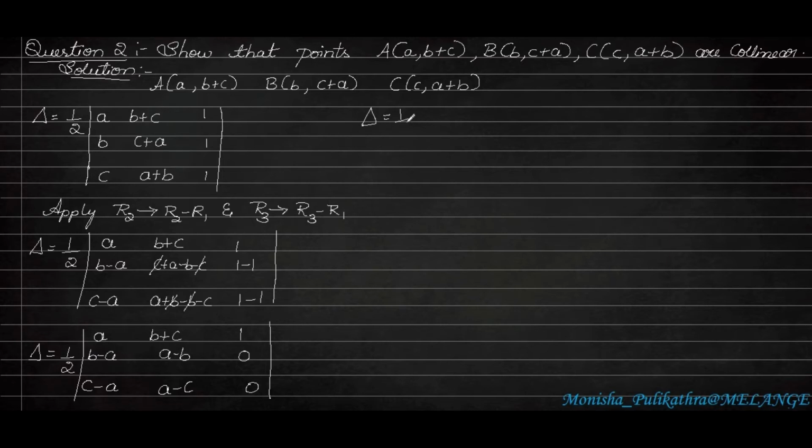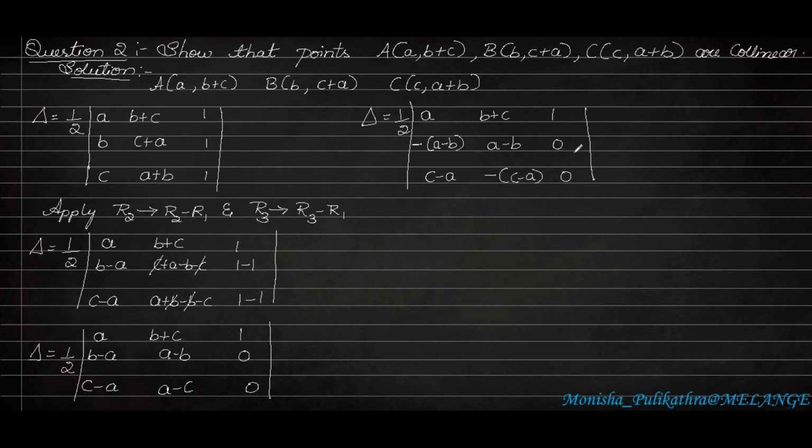So delta is equal to half into the first row, which we retain as it is: a, b plus c, and 1. I will be changing the first one, b minus a, to a minus b. So take minus common, and it will become minus of a minus b. This a minus b we write as it is, and 0. Here also we have to make it in the form of c minus a, so I will be taking minus common. It will become c minus a and 0.